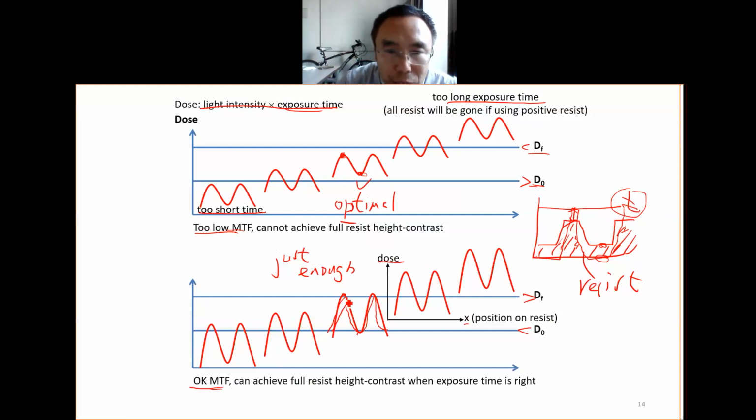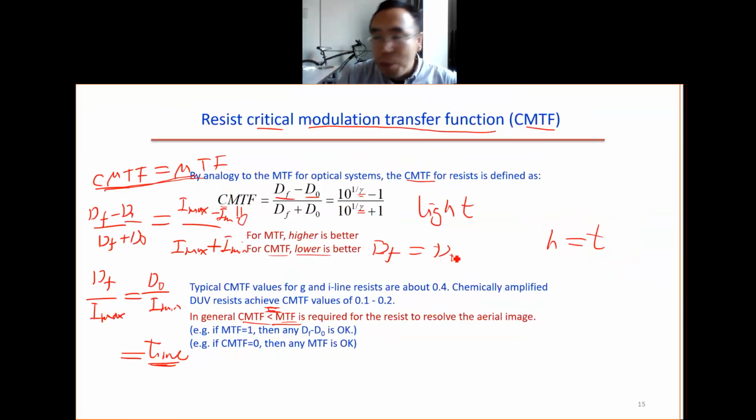For this MTF here, we can see it's a little bit over, a little bit under. That is more than enough. In this case, this MTF is a little bit more than enough. For this situation here, we say it's just enough to have the pattern height the same as the resist thickness. So what's the point of this?